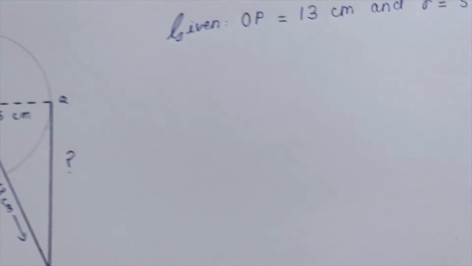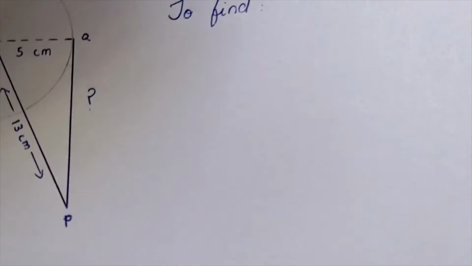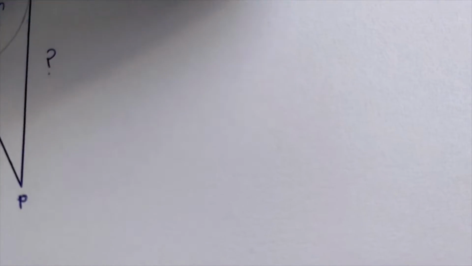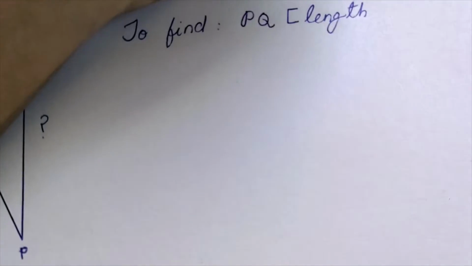Now that we've written down the given values, we have to write the required to find values. And this includes the essence of the question. What are we trying to find? We're trying to find the value of QP, or the length of the tangent. So over here we can write PQ, and in parentheses we can write length of tangent.